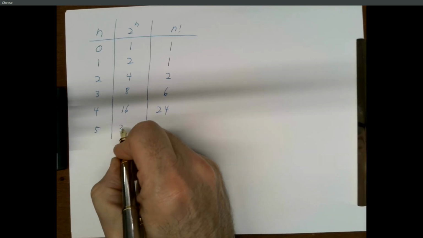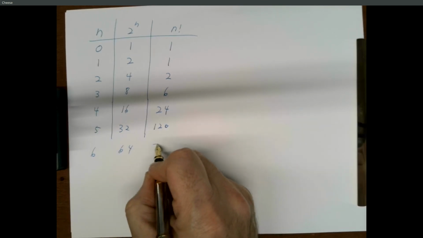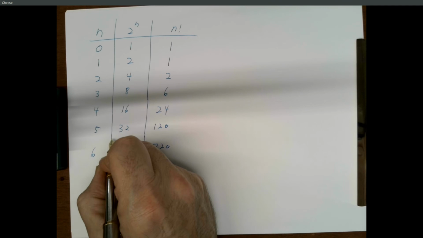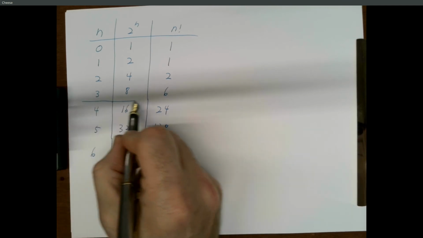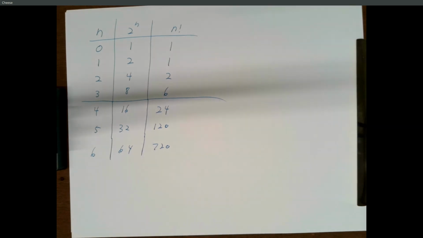For 5, this is 32. This is 120. For 6, this is 64. This is 720. And not only from this point on down does 2 to the n look smaller than n factorial, it's really losing the race. It's getting significantly smaller as n gets bigger.